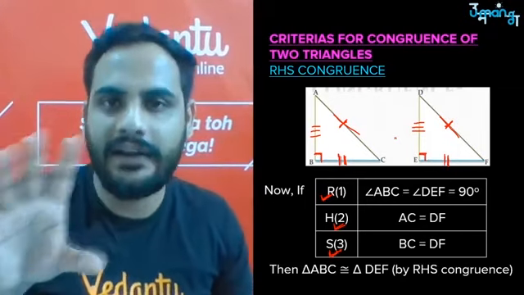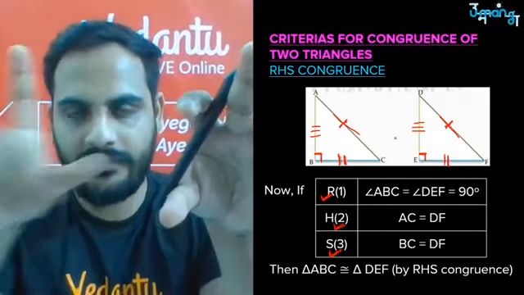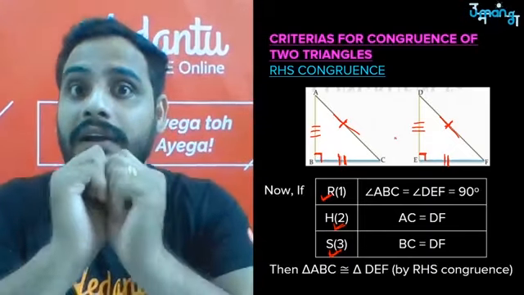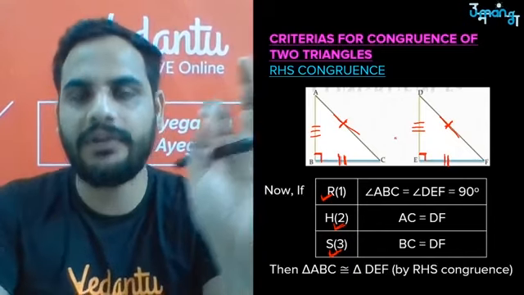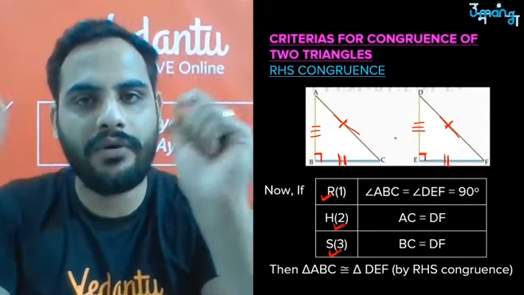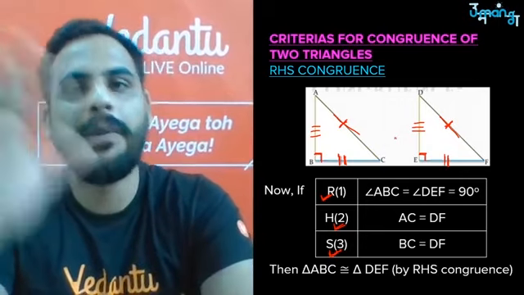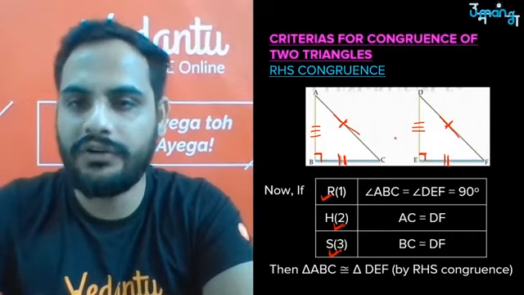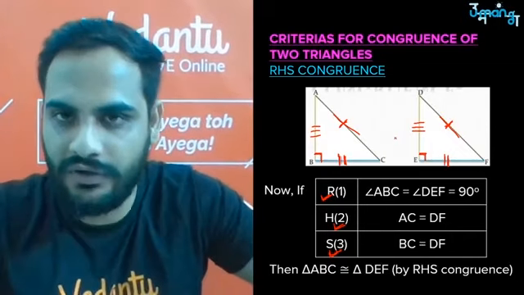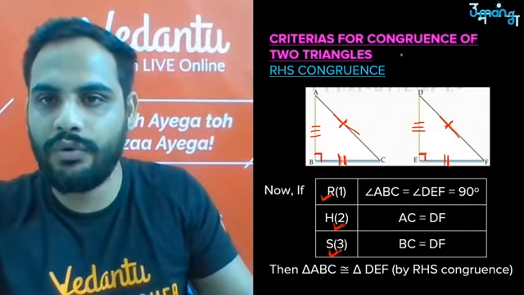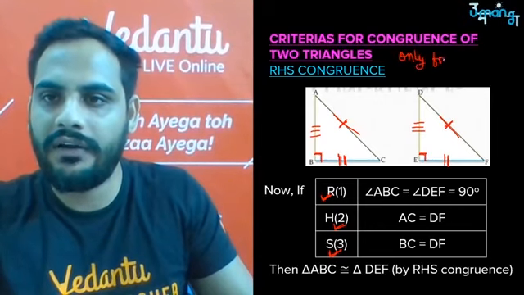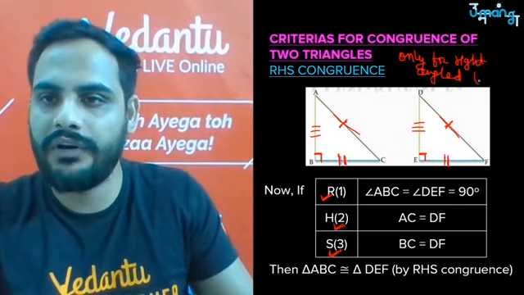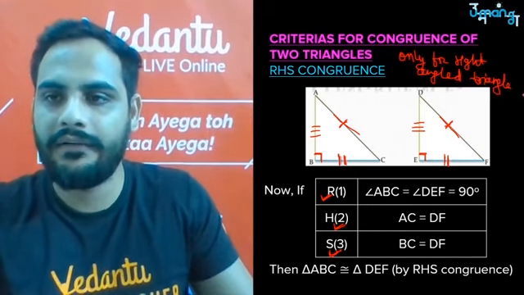If in two right angle triangles, two sides of this triangle are equal to two sides of the other triangle, the third side is definitely equal because they will follow Pythagoras theorem. But in a normal triangle it is not true. Okay, so this is your right angle hypotenuse side rule. Remember, it is only for right angle triangles.